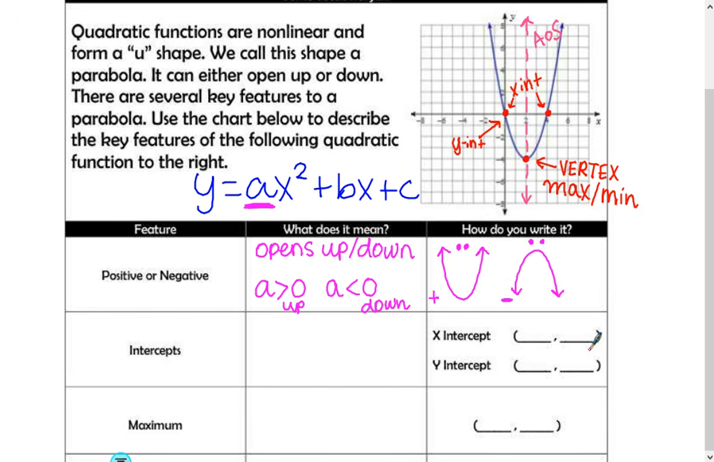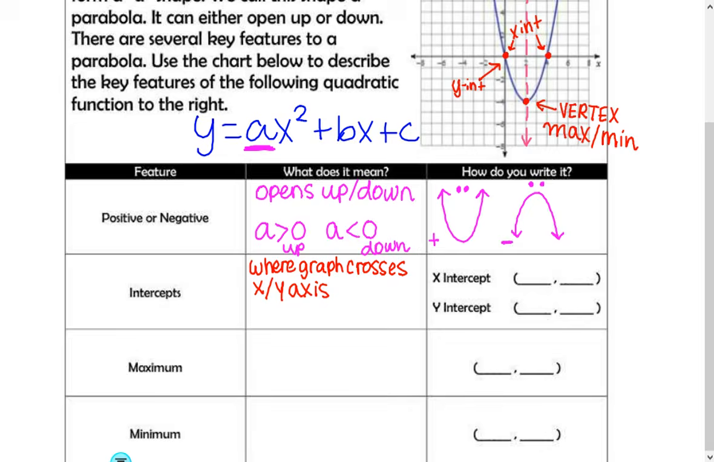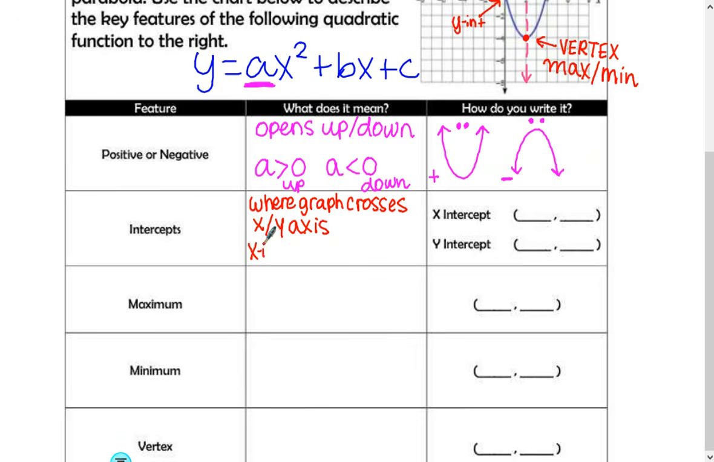Intercepts. So we just talked about some of our intercepts. We have some different ones happening. So what does it mean? It means where the graph crosses the x and y axis. Okay. So for our x-intercepts, x-int, remember that's always going to be some number for x and then 0 for y. And for our y-int, our y-intercept, it's always going to be 0 for x and some number for y.